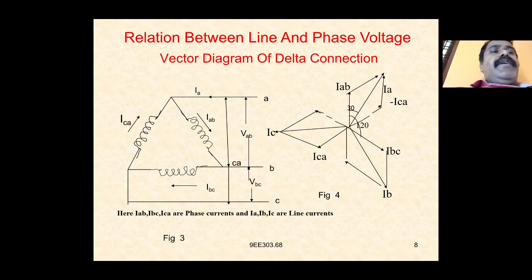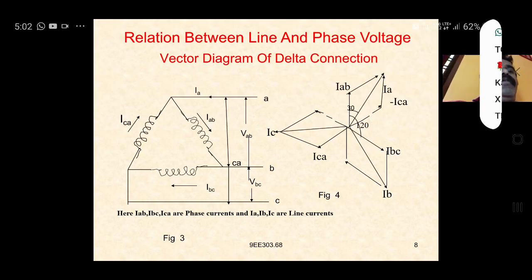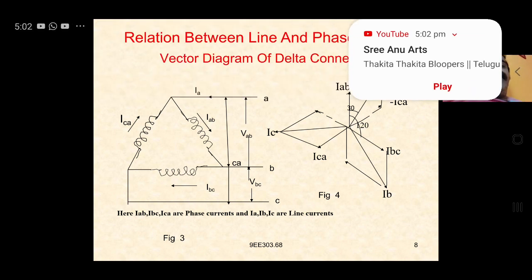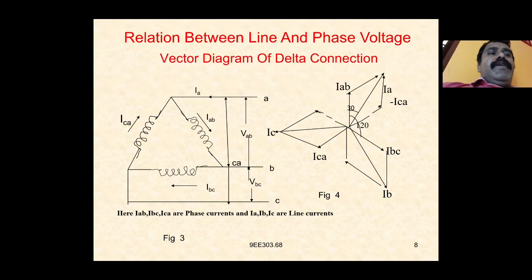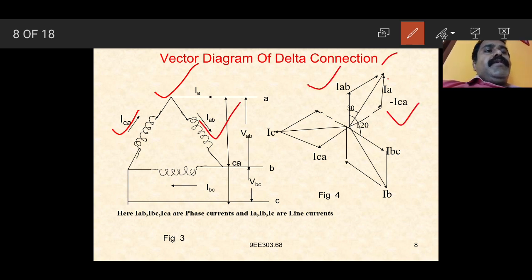So here, given the vector diagram, the magnitude of IAB, we can say here IA is divided into IAB and ICA, and ICA and IBA. It is nothing but the IA. So here this is nothing but 60 degrees.